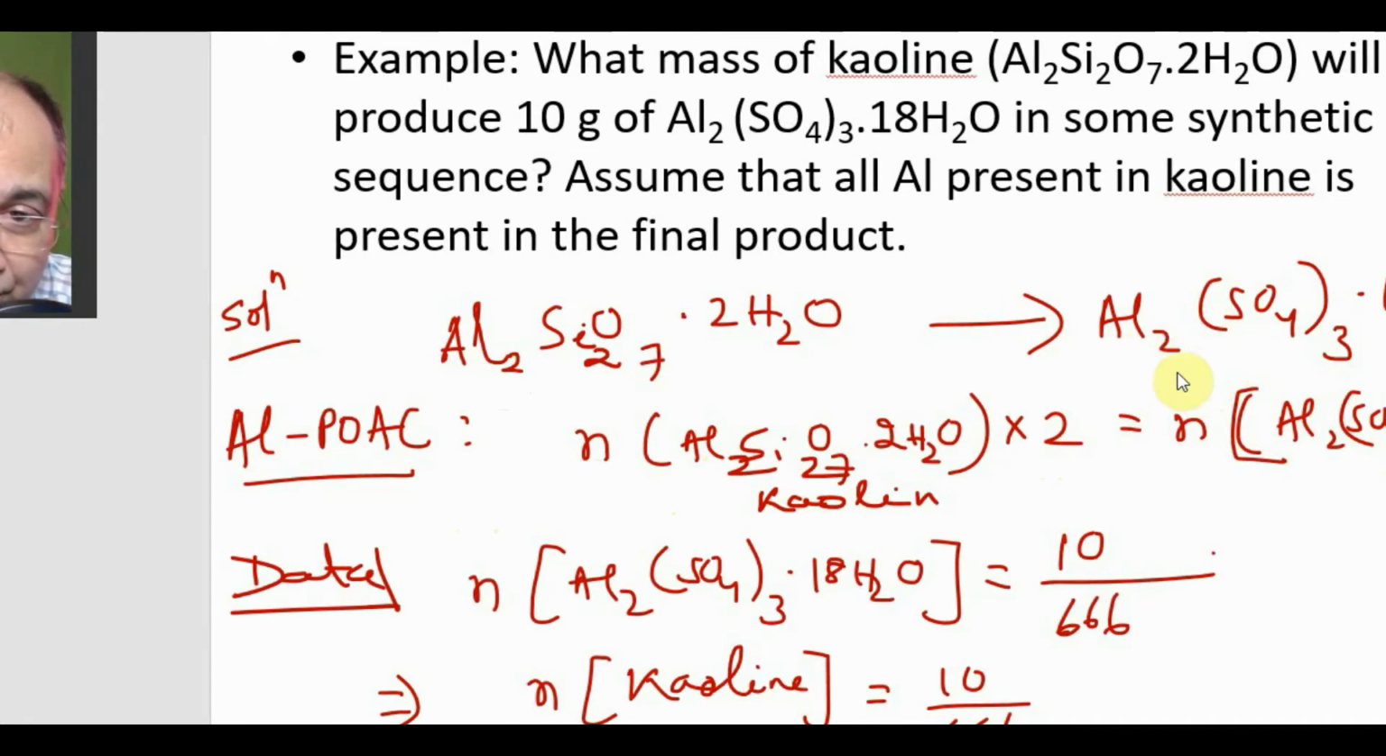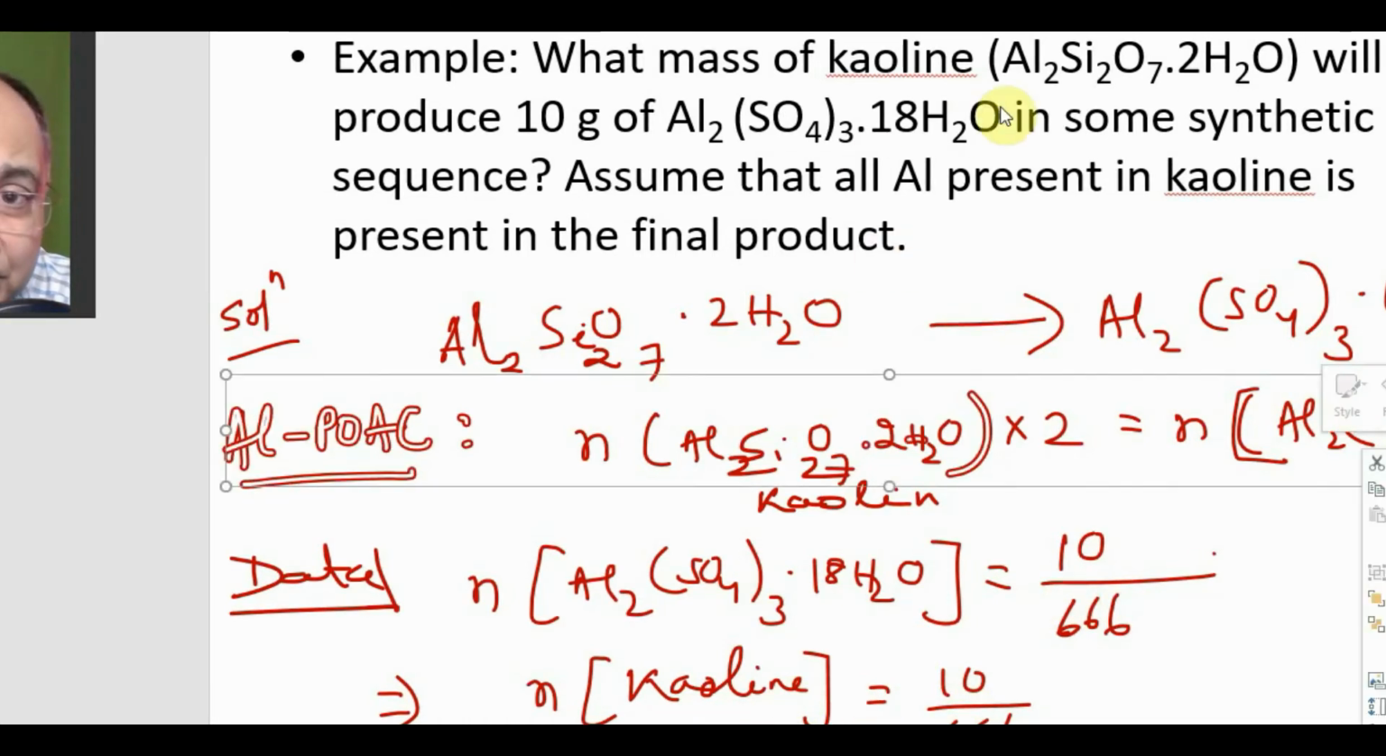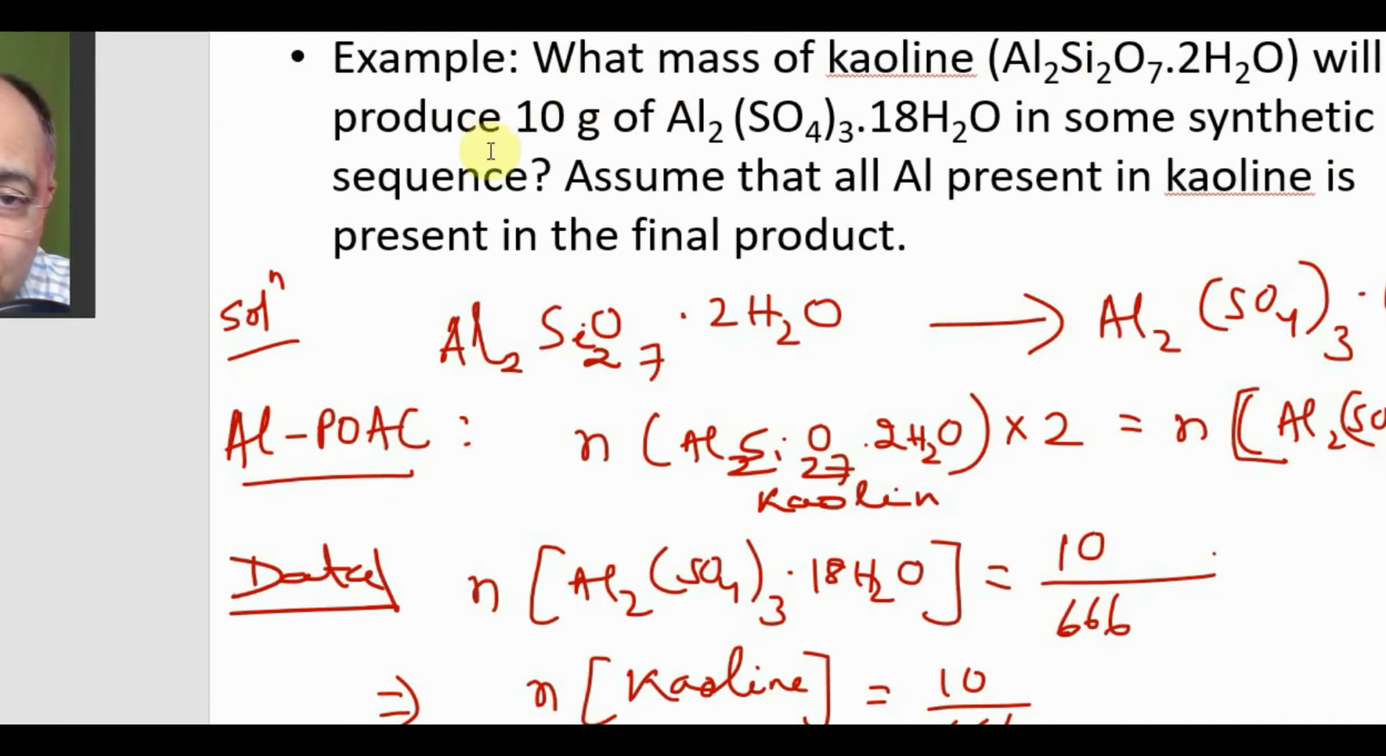There are also 2 aluminum atoms. So the 2 gets cancelled, and you are getting that the number of moles of kaolin is the same as the number of moles of hydrated aluminum sulfate. But from the data, let us first find out the number of moles of aluminum sulfate. 10 grams divided by the molecular mass of this huge compound, 666. So the number of moles of kaolin is also the same, 10 by 666.